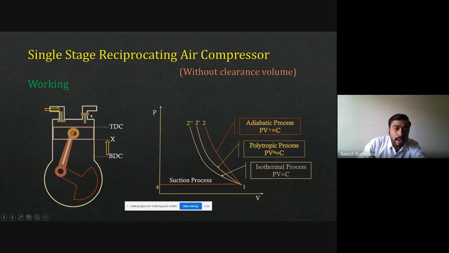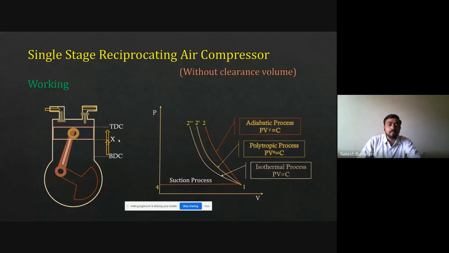Then what happens? By getting 6 bar pressure, the designed spring will operate. The discharge valve will get opened. Piston will move from X to TDC. And due to motion of the piston from X to TDC, this discharge valve will get operated. And due to operation of the discharge valve, the air inside the cylinder will get delivered at constant pressure. So there isn't any chance of pressure change, but at constant pressure, the air will discharge to our system. This one is the third process, the delivery process.